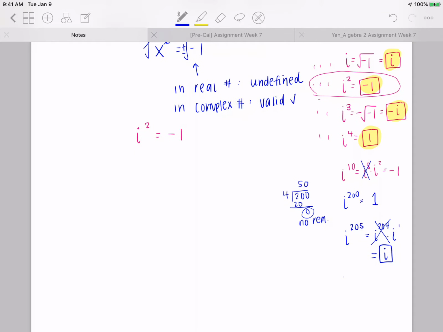Okay, one more example. Let's do i to the 282. This is an even number, so it can possibly be divided by 4, or it can have a remainder. Let's check if 282 is divisible by 4. 4 times 7 gives you 28, remainder of 2. So I'm always going to have a remainder of 2. So I'm going to have i to the 280th power times i to the second power. I to the 280 goes away. I to the second power is -1.